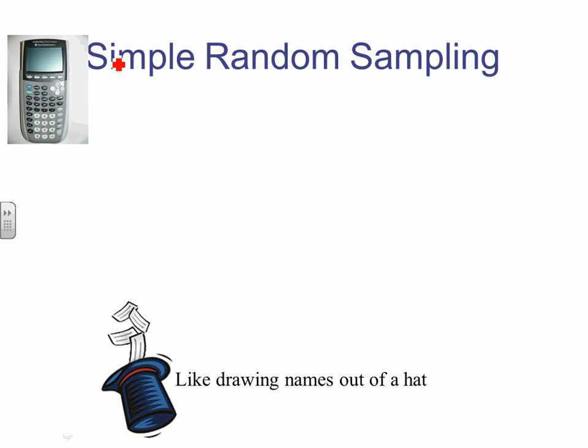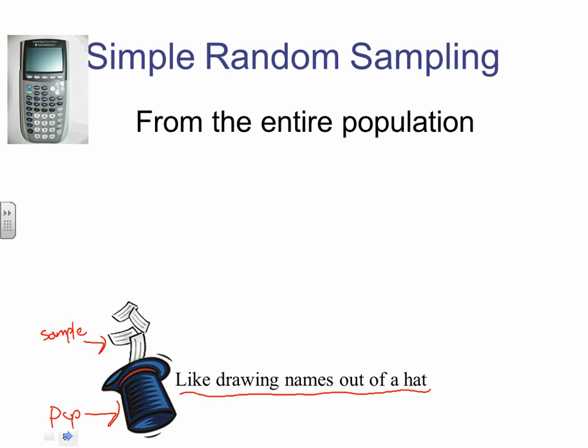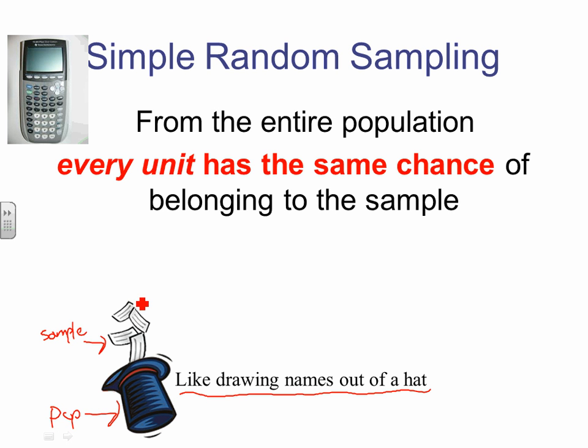So simple random sampling. Key for simple random sampling is it's like drawing names out of a hat. If we are able to put our entire population's names into a hat, each name that's pulled out would make up our sample, and each name is going to be equally as likely to be pulled out of the hat as any other name. It's just completely randomized. Take the entire population, the hat; every unit has the same chance of belonging to the sample. This one little guy would be the unit, and all of these guys would make our sample.